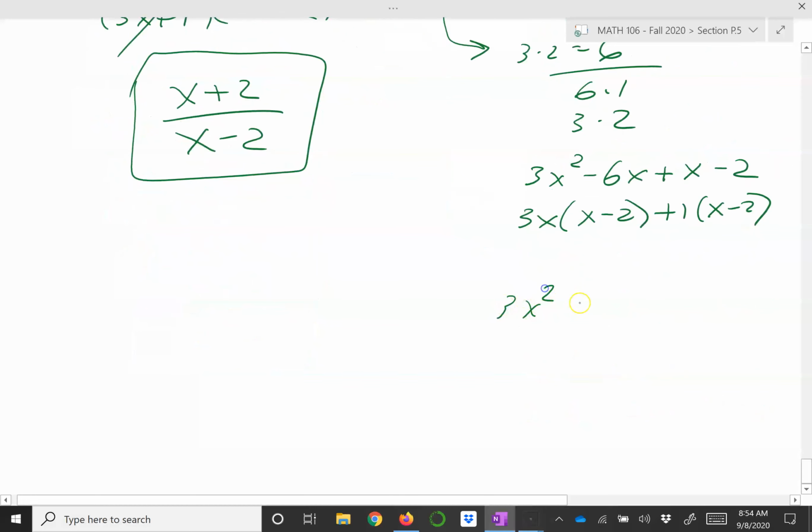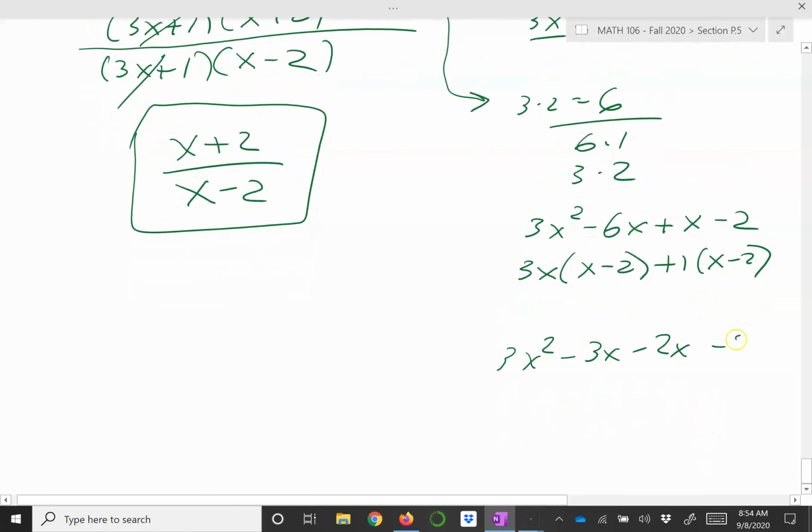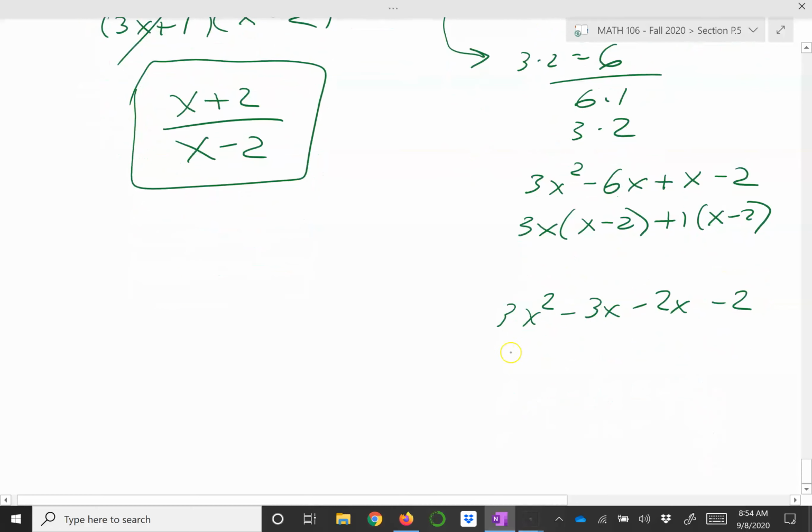So 3x squared, we'll do minus 3x minus 2x, because that's the only possibility to get the negative 5x. And then it's plus or minus 2. So let's see. I'm taking out a 3x, and I get x minus 1, and then I get minus 2. If I take out a minus 2 here, I'm going to be left with an x plus 1. Do you see that these two terms aren't going to work?